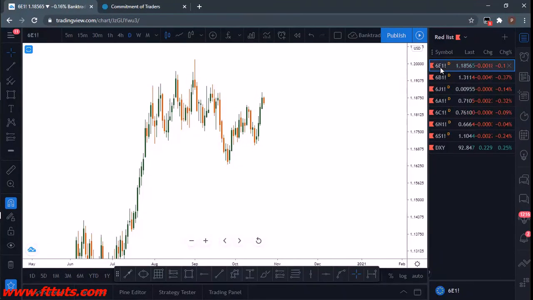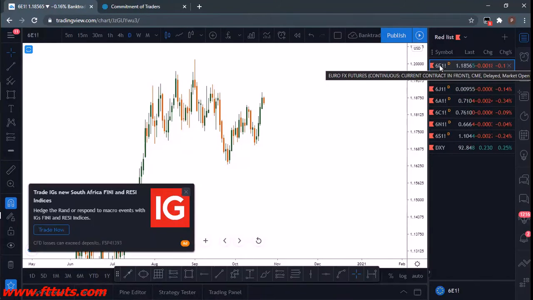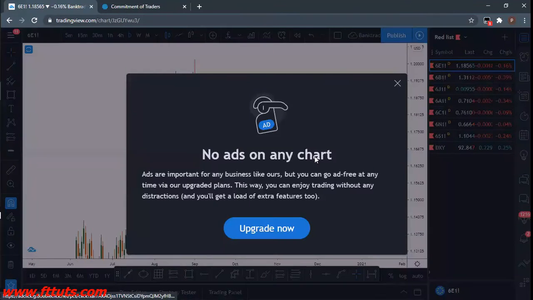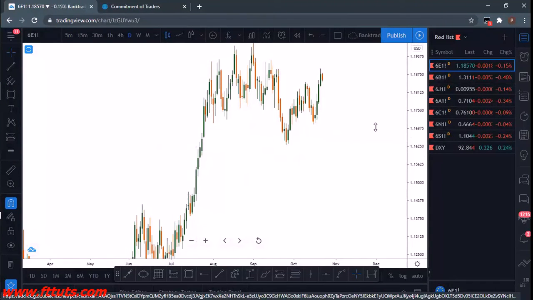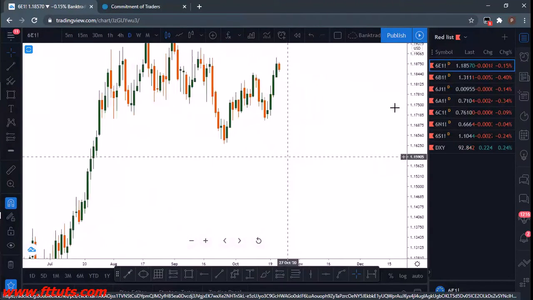So this is the euro futures market, because those contracts are the futures market. We're going to analyze the daily and the 4 hour here, daily and 4 hour.